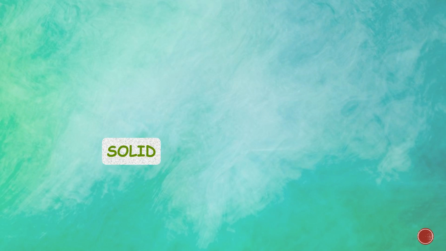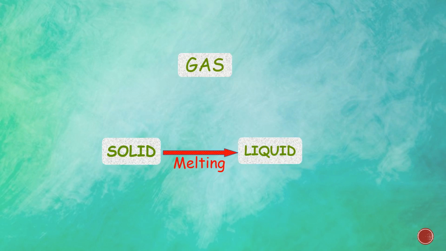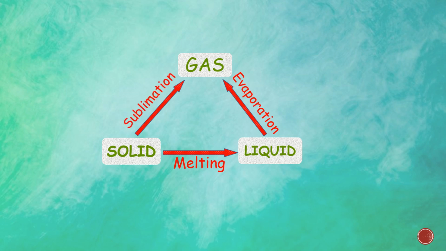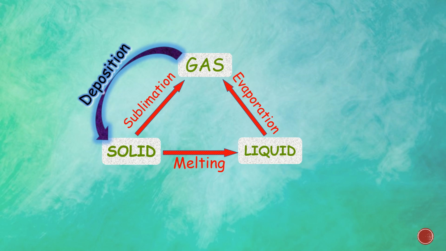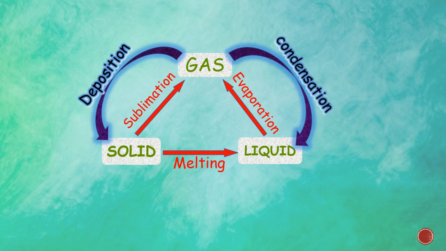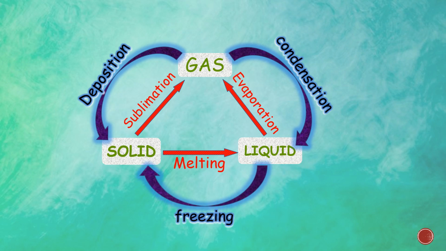The change of solid to liquid on heating is known as melting. The change of liquid to gas at all temperatures is known as evaporation. The conversion of solid to a gas directly without passing through the liquid state on heating is called sublimation. On the contrary, cooling of a gas directly to solid is called deposition. Similarly, conversion of a gas to liquid on cooling is known as condensation, and liquid freezes to solid on cooling.